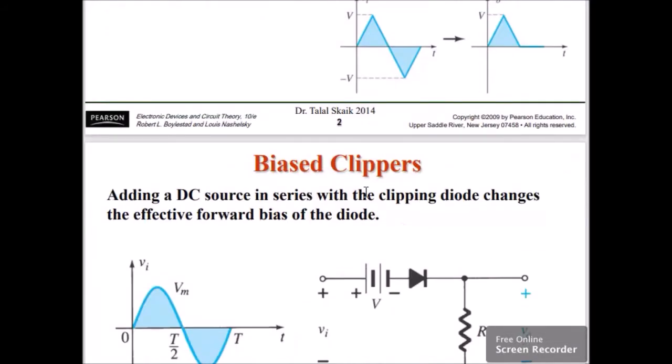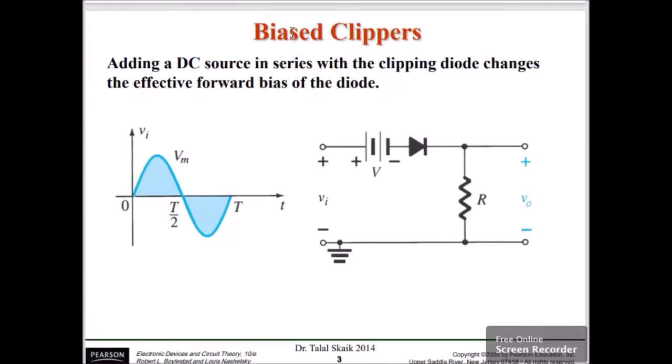And also, meron din tayong tinatawag na biased clipper. Ano nga itong biased? Meron siyang DC supply. Okay? Hindi yung bias na, uy, bias mo na siya, dilitaan niya. Hindi yung ganun. Biased, ibig sabihin, may voltage supply. Okay? So, pag sabing biased clipper, still clipper siya, pero meron ka ng additional na voltage supply, which is this one. Alright, so adding a DC source in series with a clipping diode changes the forward bias of the diode.